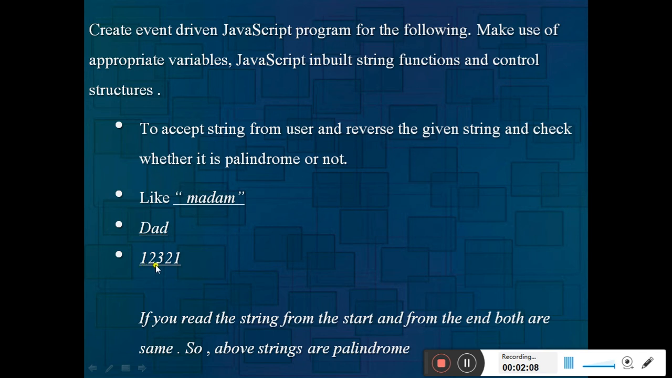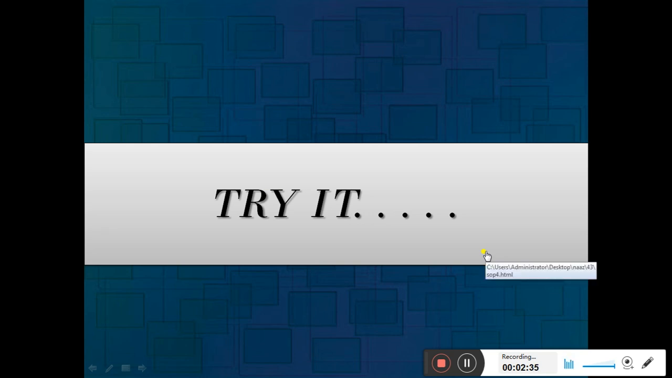Next example is 1 2 3 3 2 1. If you read it from here, 1 2 3 3 2 1, it will sound the same in both situations. If you read the string from the start and from the end, both are the same. So the above strings are palindrome strings. Now, how to do this? First we will see the output of this, and then we will see the coding for this.